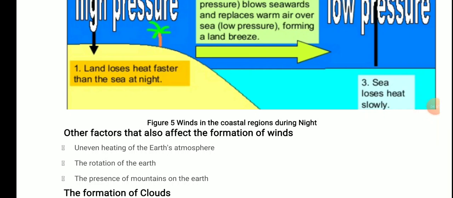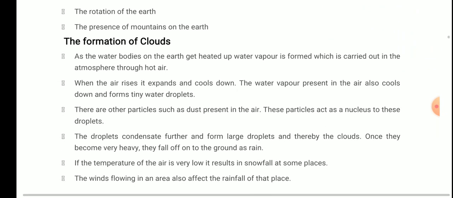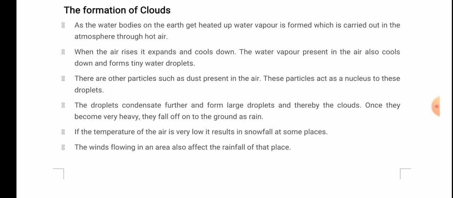Next topic is the formation of clouds. Shall we start? See, as the water bodies on the earth get heated up, water vapor is formed, which is carried out in the atmosphere through hot air. See students, this formation of cloud you have studied many times, in the junior classes also. So let's discuss. Water bodies on the earth get heated up, water vapor is formed which is carried out in the atmosphere through hot air.